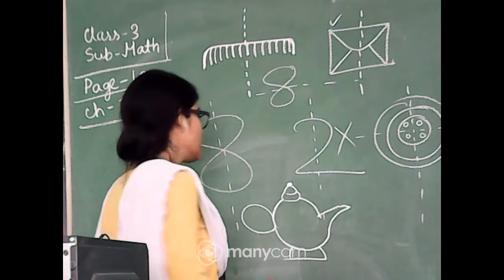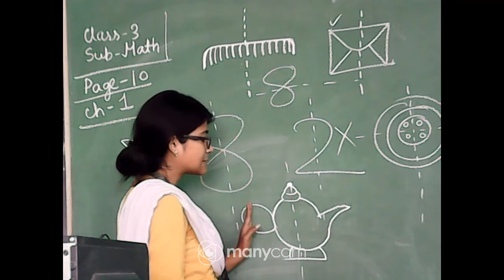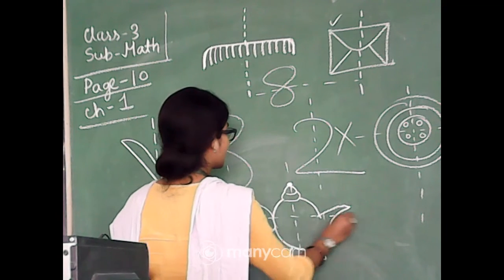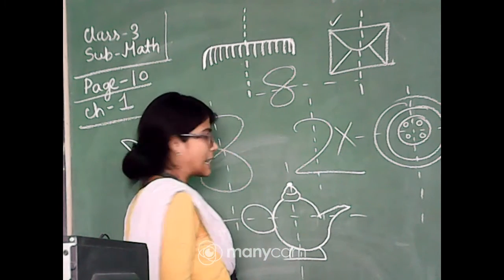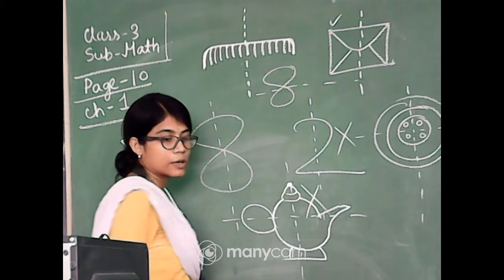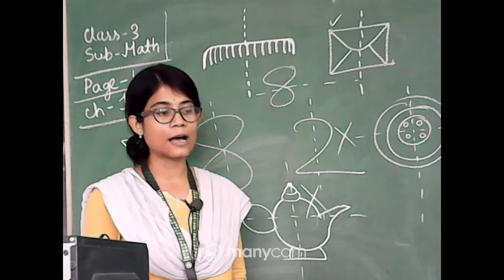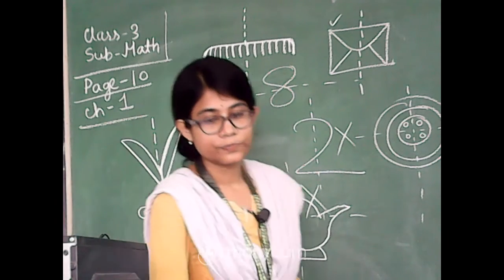No. Because if you divide it like this, this side and this side don't look the same, and also if you divide it like this using the dotted line, this side and this side also don't look the same. So it will be a cross, okay? It doesn't mean that all can be done, some maybe not.